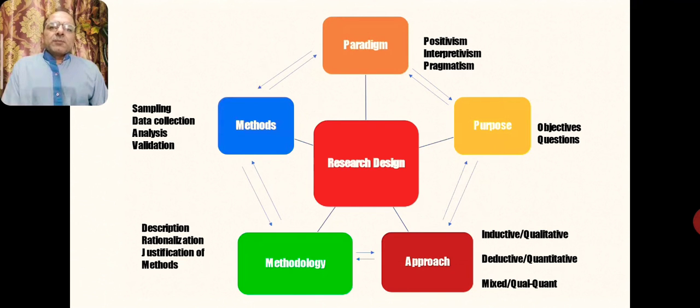Then comes the approach. The approach, again, will impact the research design, and it means the particular way in which the researcher is interested in exploring the phenomena. There are mainly three different positions in terms of the approach in which research studies are conducted. These include inductive approaches, where the researchers go from particular to general, and so qualitative research studies adopt the inductive approach.